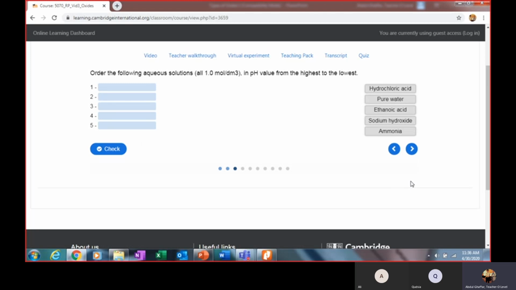Order the following aqueous solutions by pH value from the highest to lowest.